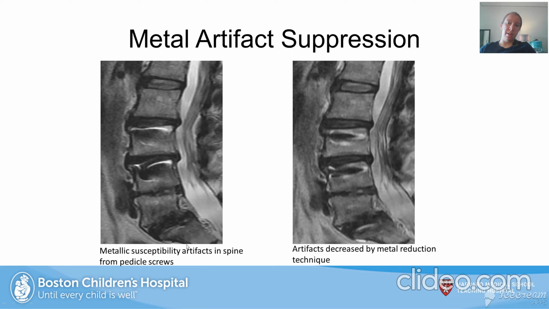So just to show you an example of what that suppression looks like, this is metallic susceptibility artifacts in the spine. You can see it from the pedicle screws, and these are right here. And then these artifacts decrease with the metal reduction technique. So it might help you actually see what you're trying to look at in the image here. They might be needed, but it's good to know how to mitigate the effect of metal in your images.